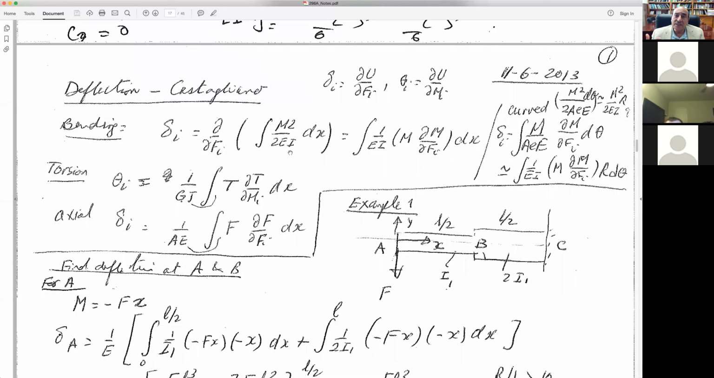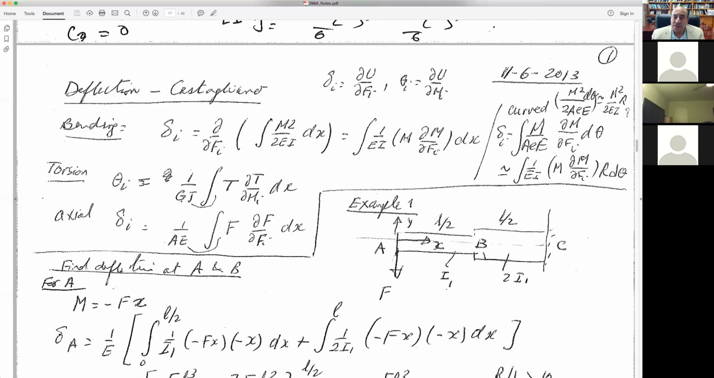Now, the elastic energy, we have several formulas for it. If it is per unit volume, it's sigma squared over 2E. If it is bending, it's M squared over 2EI, and so on. So you just have a formula for the energy. If we take the derivative, it turns out that the deflection is the product of 1 over EI times M times dM by dFi.